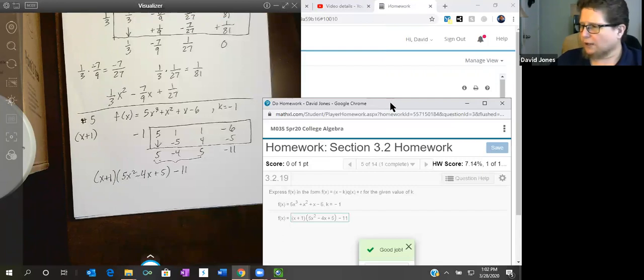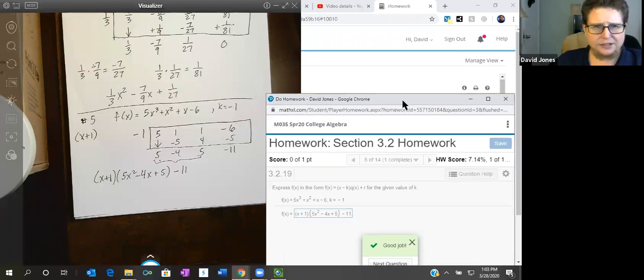So that's kind of like what you can expect in 3.2. It's leading into finding these zeros of the polynomial, which allows us to graph it better. And just try practicing these out. All right.